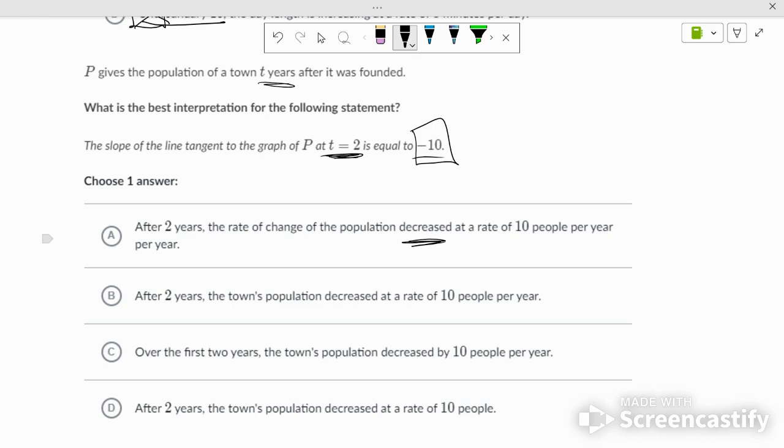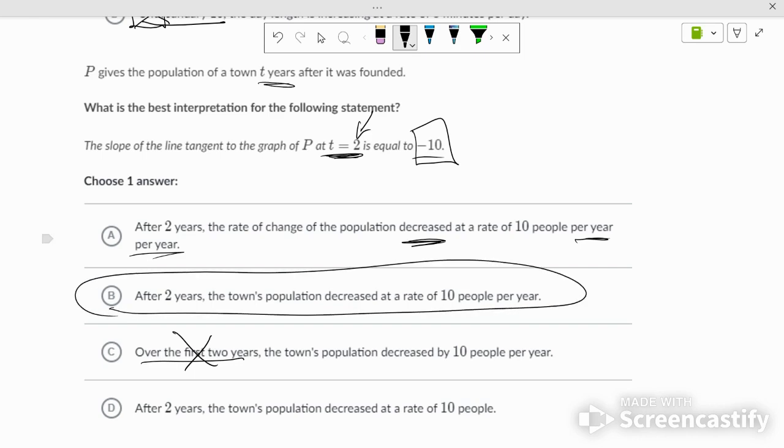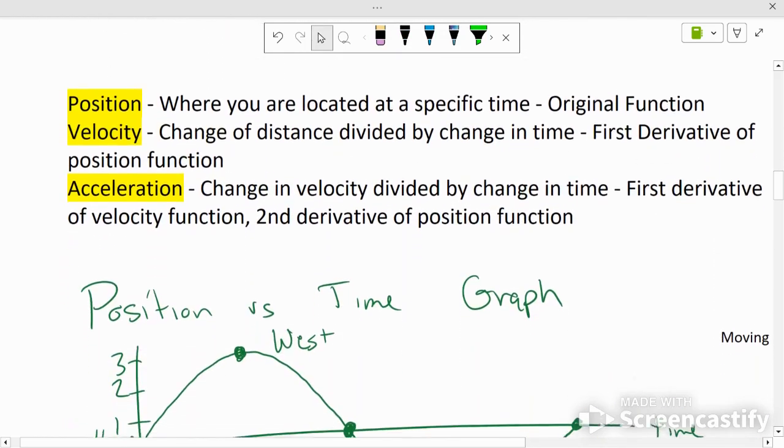Now, how is that different from number one? The rate of change of population decreased at a rate of 10 people per year per year. Oh, per year per year, that's acceleration. We're talking about velocity of change, so this one sounds better. Decrease over the first 2 years? It's not over the first 2 years. It's at this time, because it's an instantaneous rate of change. It's at the 2 year point. And it's not decreased at a rate of 10 people, it's 10 people per year. Okay, so you'll have some derivatives in context.